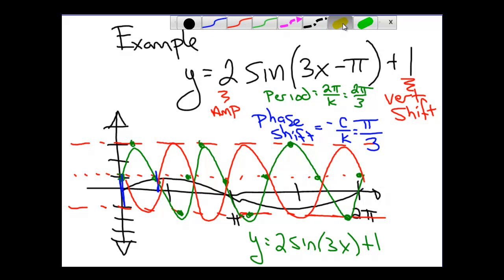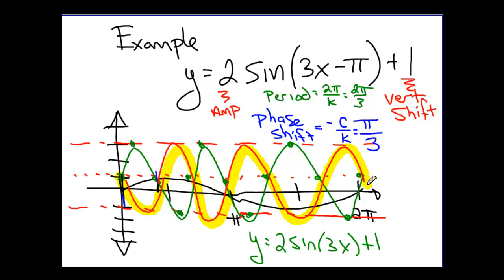And just so you can see this more clearly, oftentimes it's helpful when you're doing these on your own to have a highlighter. This is the function that is our final answer here. This is the function y equals 2 sine of 3x minus pi plus 1. This is our final function.